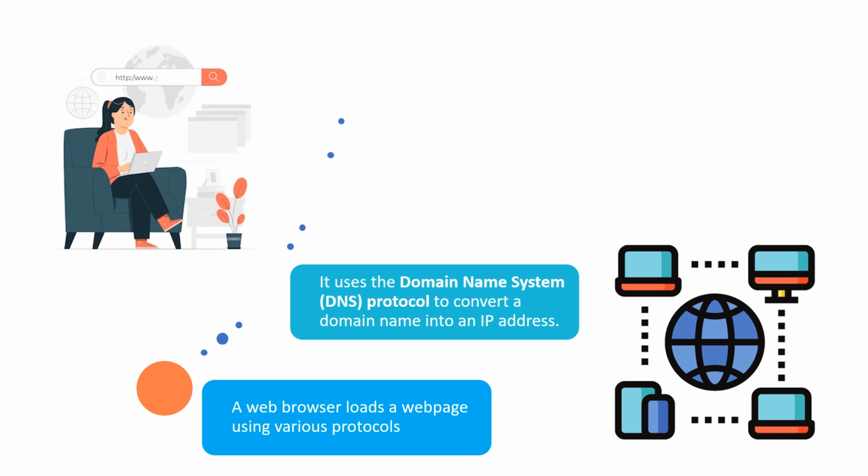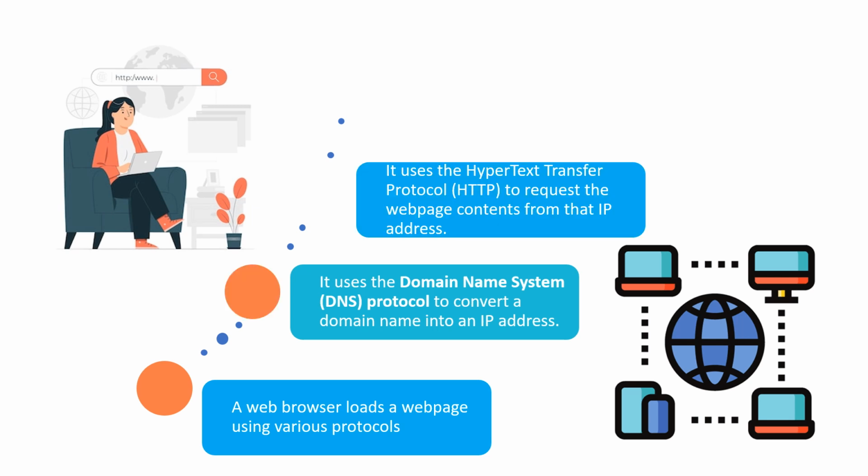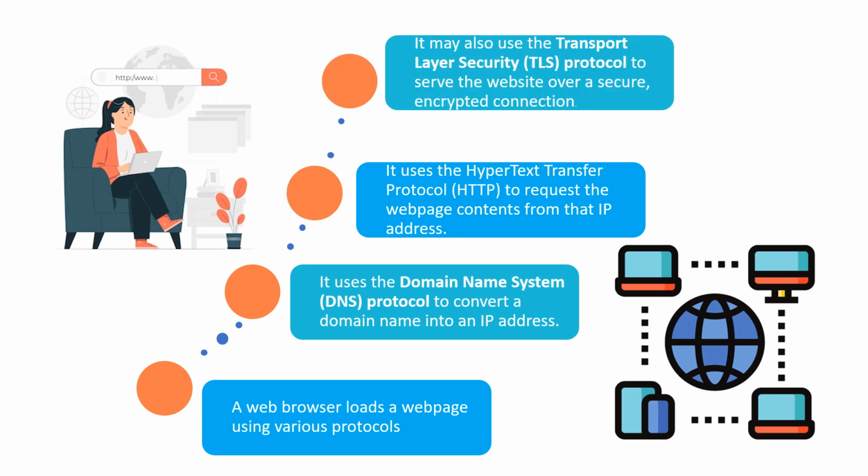That is, you will give the browser a domain name for the web page that you need, and that domain name will be converted into an IP address using the Domain Name System protocol. It also uses the HyperText Transfer Protocol to request the web page contents from that particular IP address, and it also uses the Transport Layer Security protocol to serve the website over a secure encrypted connection, since security also has to be ensured.